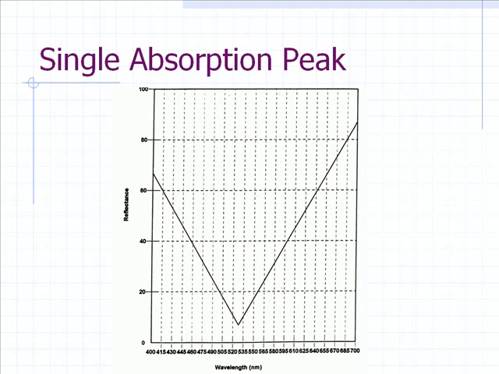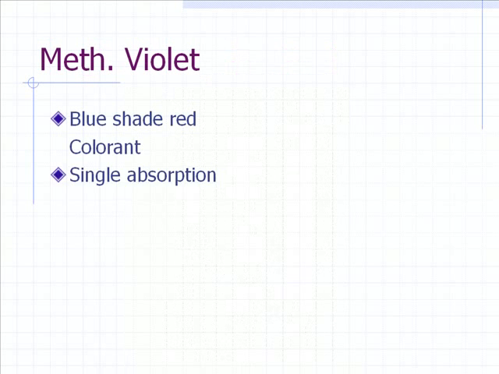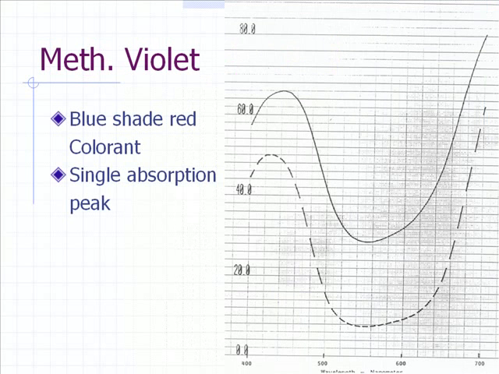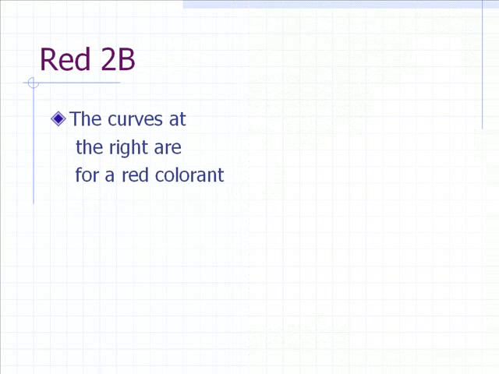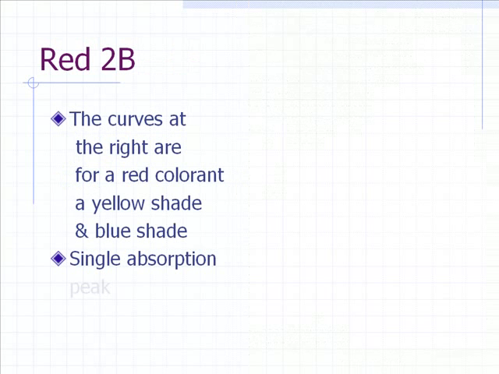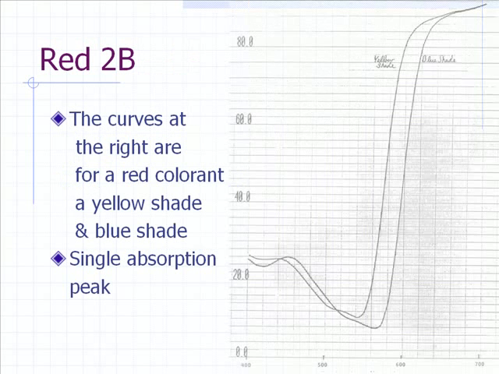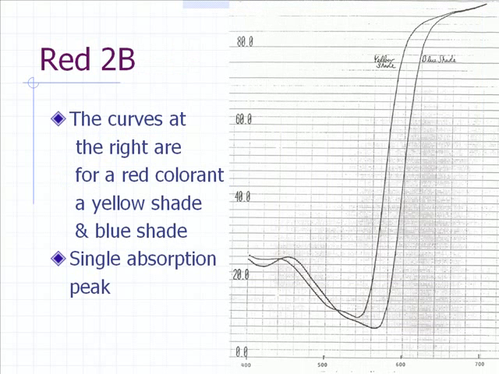So here's an example we've seen before. Violet. It's a blue shade red colorant. So it's a red colorant. We have red reflected here, and it has also blue, and we have our single absorption peak. Here's red, again with the yellow shade and the blue shade, but it has, again, a single absorption peak. This is less of a blue shade than the other one was, because there's less of a peak over here in the blue part of the spectrum.